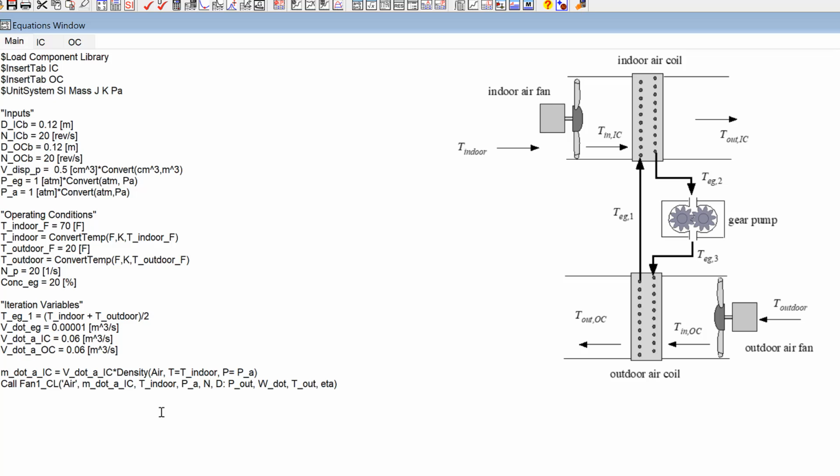This is T indoor. This is my PA. This is the speed of my indoor air coil fan, so IC B, and this is the diameter, ICB. And what this is going to give me is P out of ICB. If I'm interested, I can figure out the fan flow rate. So this is W dot, let's call it ICB. This is the air temperature coming out. So this is also the inlet temperature to the indoor air coil. So I'll call it T in. And I'm not sure I care much about the efficiency here.